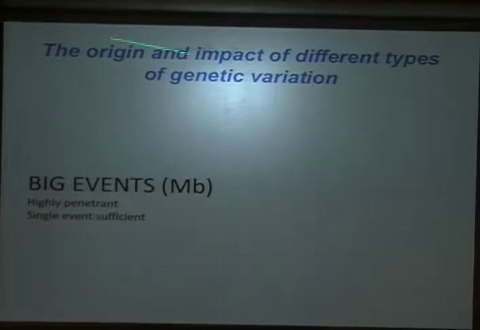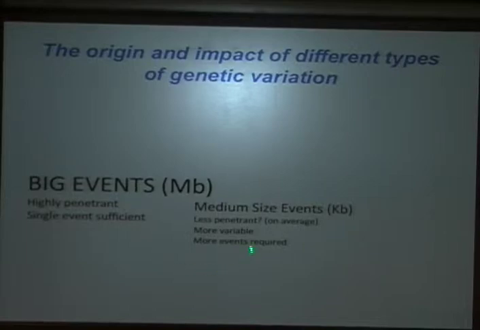So what is the origin and impact of these different types of genetic variation I've described? Well, this is the way I think, very simplistically, in cartoons. If you have big things that take out lots of genes, a single event of those is likely to be sufficient to cause your phenotype: autism, developmental delay, epilepsy. And penetrant means, if you have that genetic change, how often do you get the phenotype? It's going to be highly penetrant. You get the genetic change, you're going to get the disease, okay? Smaller events, everything goes down. You may need multiple events to get the same outcome.